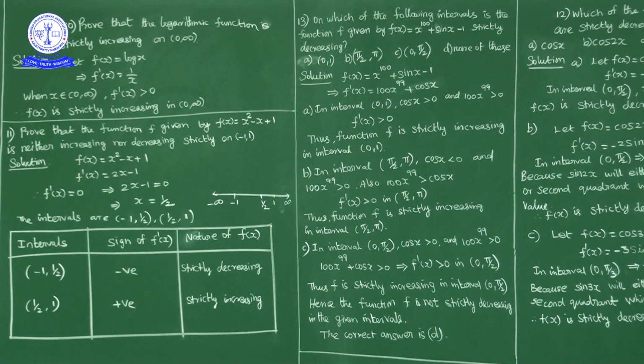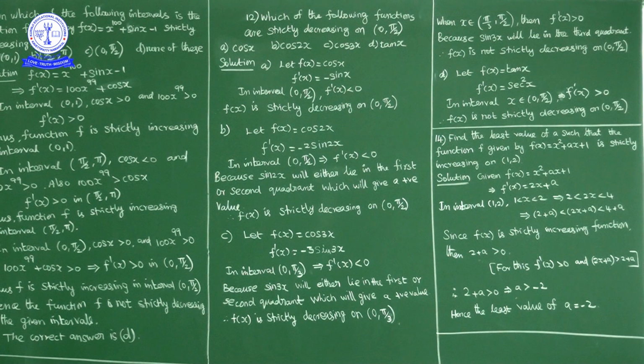Okay. Next, question number 12. Which of the following functions are strictly decreasing on 0 to pi by 2? First is cos x. Let f of x equal to cos x. Now f dash of x is what? Cos x derivative is minus sin x.